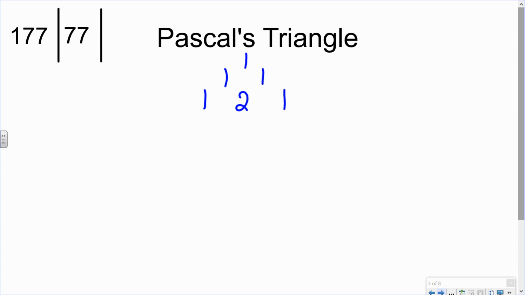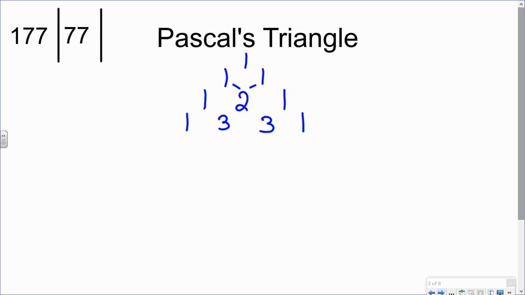Notice that 2 is 1 plus 1. If I add the two numbers that were up above it, I get 2. Sorry for my cough here today. Add a 1 on each end. Add the numbers up above. 1 plus 2 is 3. 2 plus 1 is 3.